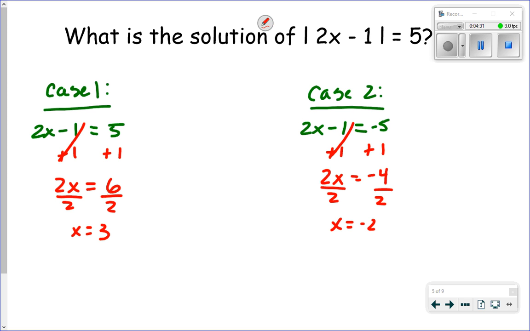Okay, so let's talk about the check step. The check step is only necessary when there's a variable on the right-hand side. Because we only had 5, which was a constant number on the right, we don't need to do a check step, and we can go ahead and circle these as solutions. So again, we only do a check step when there's a variable on the right-hand side of the equation.